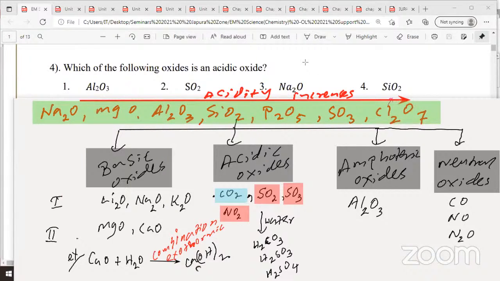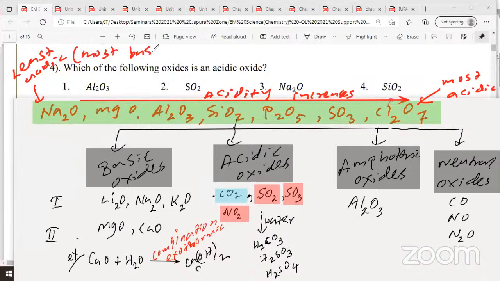What is the strongest one? The most acidic oxide is Cl2O7, and the least acidic is this. Least acidic means most basic, so within brackets we can write most basic. Sometimes they can give questions like this in the oral paper.